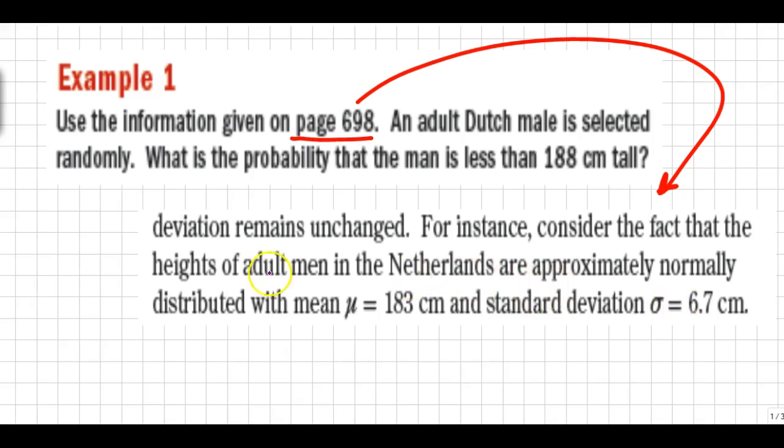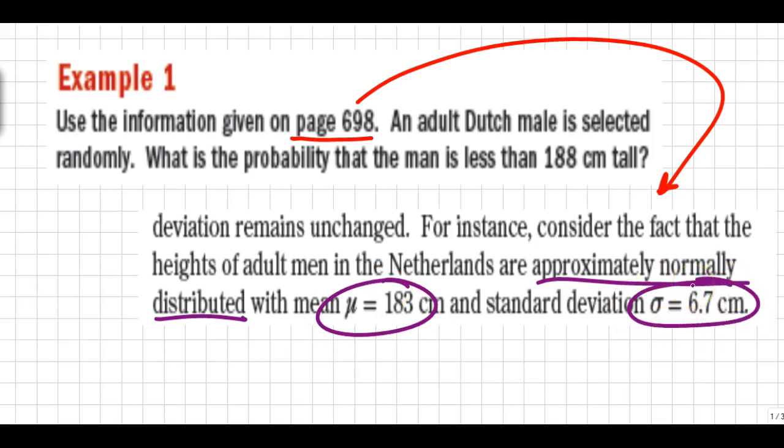Notice that it says heights of adult men in the Netherlands are approximately normally distributed. If they don't mention that, then there's no point in converting it to a z-score because it wouldn't be part of the standard normal distribution. They tell us that the mean is 183. They tell us that the standard deviation is 6.7. So we're going to take the piece of data that they did give us, the 188, and we're going to turn it into a z-score.